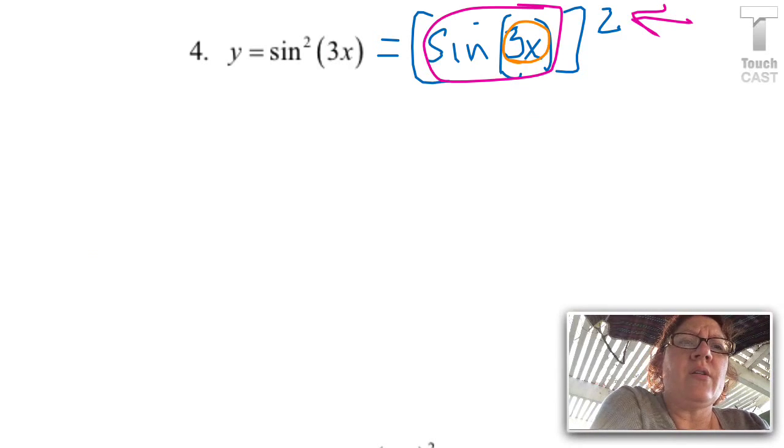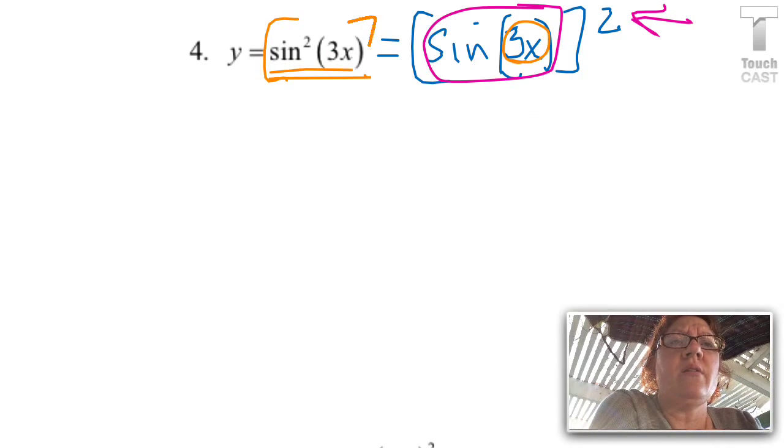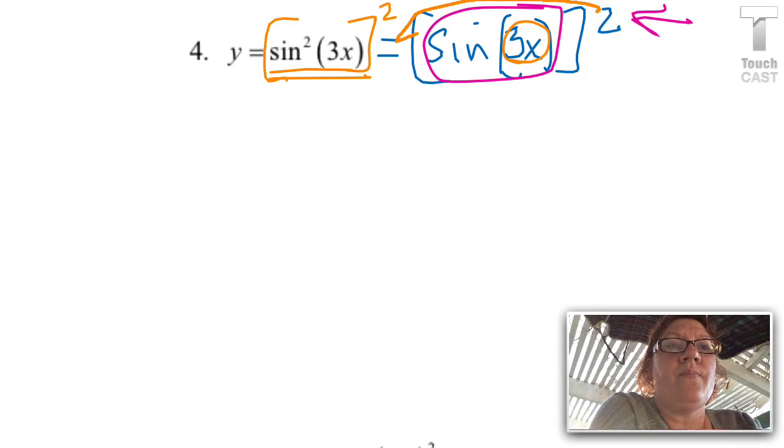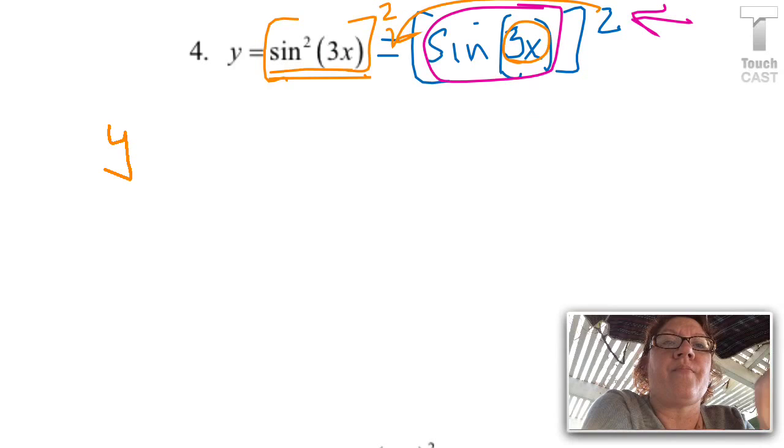Oh yeah, just in case you forgot, this notation that I had to start with is the same as if I put the squared outside. So that's why it looked like it was in blue to start with. Okay, so first thing I'm going to do is I'm going to power down that 2. And so now that exponent out here will be a 1.